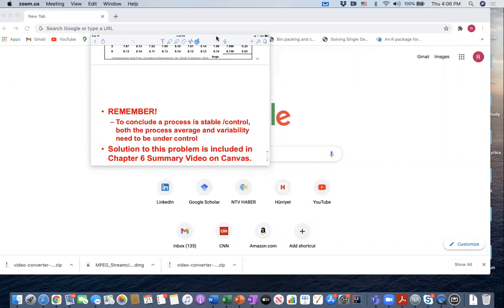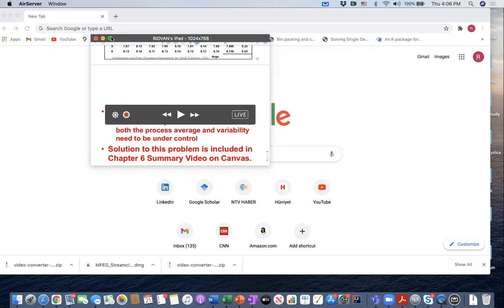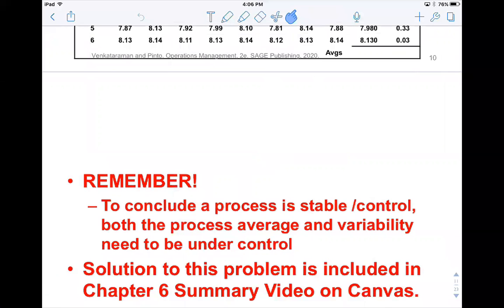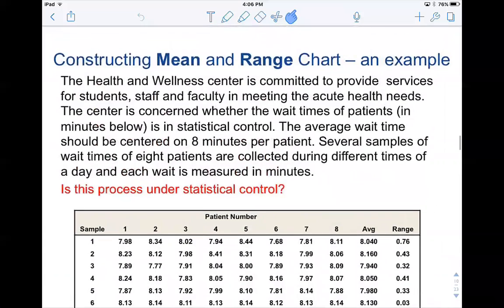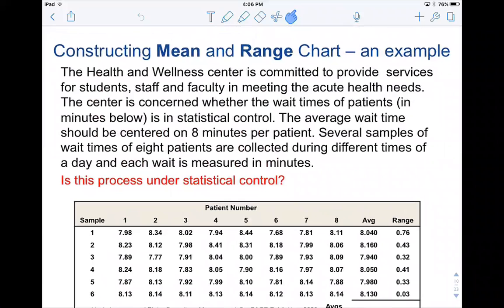Hello everyone. In this video, I'm going to talk more about how to make sure that your process is under statistical process control by drawing mean chart and R chart. Remember, we call mean chart as X chart, and we also call R chart as range chart as an R chart. Okay, so don't get confused with the terminology.